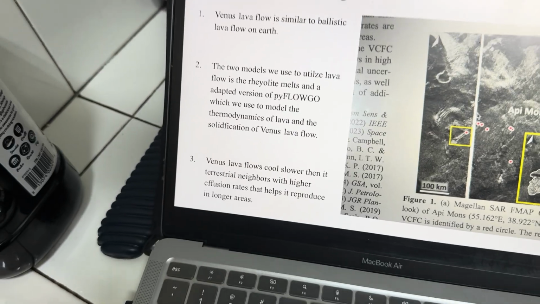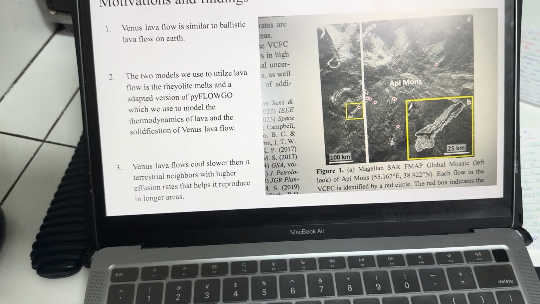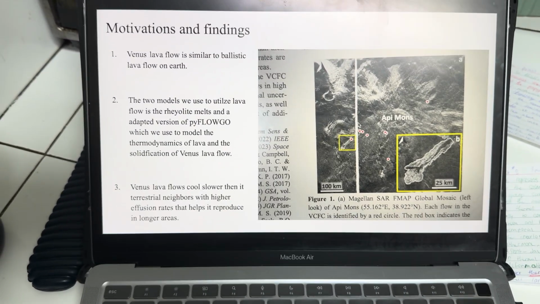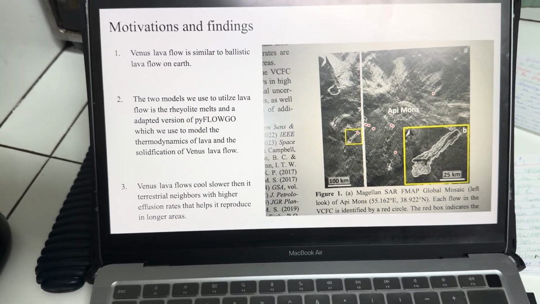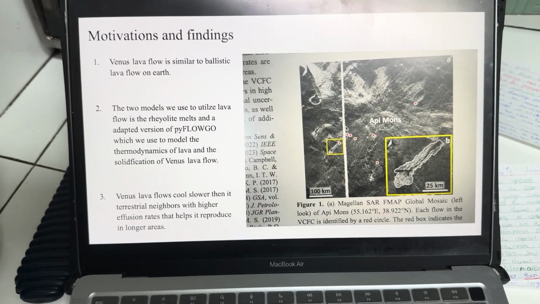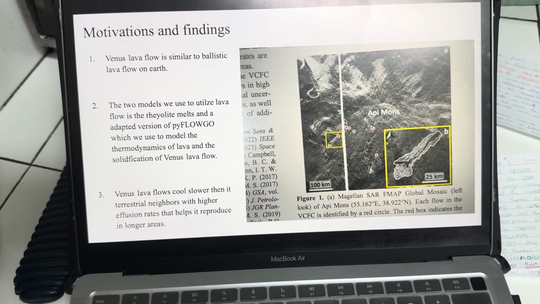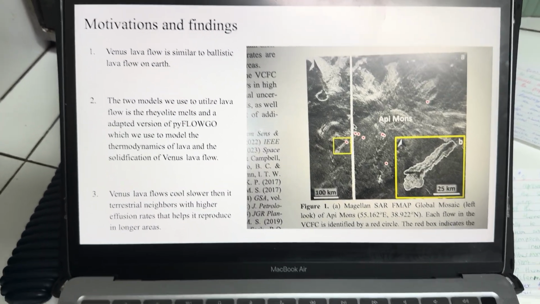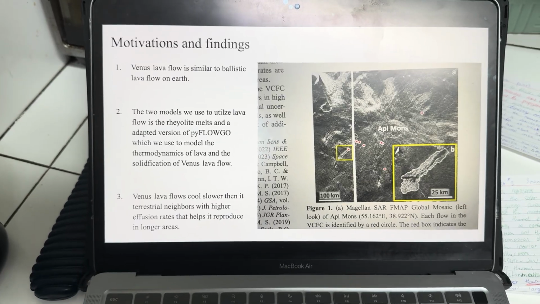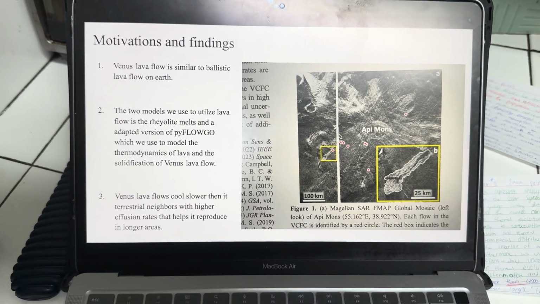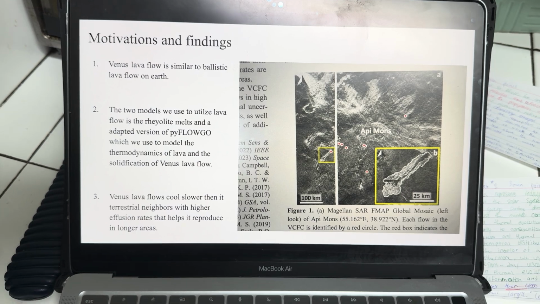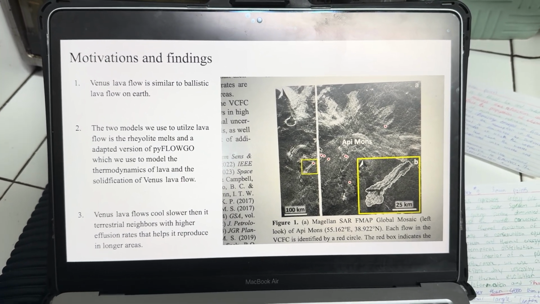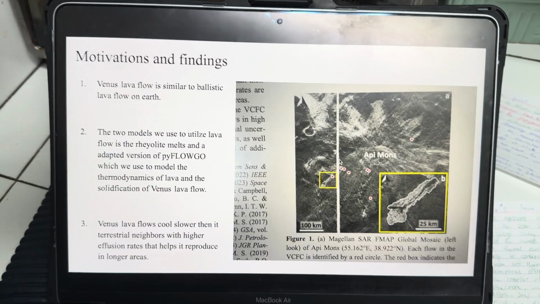The two models we use to study the lava flow are the rheological method and the adapted version by PyFlow, which we use to model the thermodynamics of lava and the solidification of Venus's lava flow. Venus's lava flow is cooler and slower than the lavas from the other terrestrial planets like Earth, with a higher effusion rate that helps reproduce the lava in longer areas.